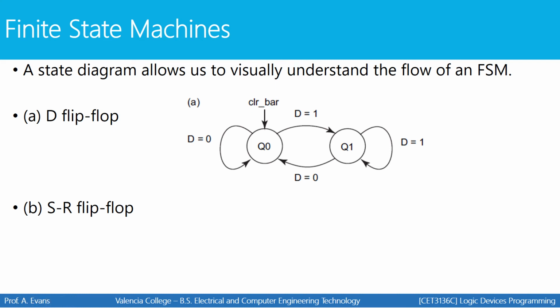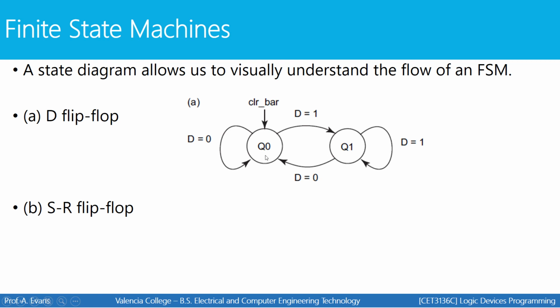If the user of this particular flip-flop supplies a D input of 0, I'm going to stay in this state where the output is 0. If the user supplies a 1, so D is 1, I move from this state to this state here where my output is now 1. If D continues to be a 1, I stay in this state. Or if D is a 0, I go back to the first state.